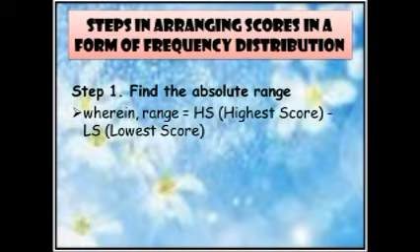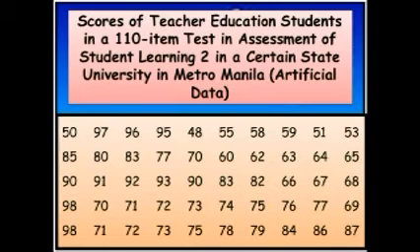Step 1. Find the absolute range, wherein range is equal to highest score minus lowest score. Let's go back to our table. We must find first our highest score and lowest score. Okay, what is our highest score? You are correct. It is 98.